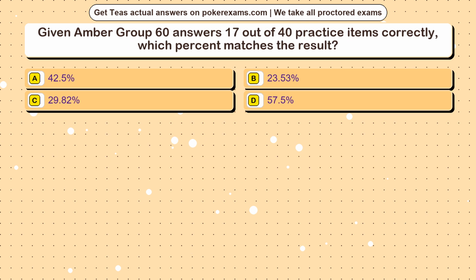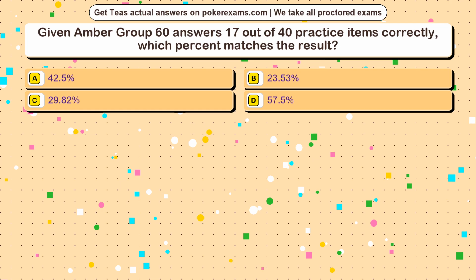Question 7. Given Amber Group 60 answers 17 out of 40 practice items correctly, which percent matches the result? Option A, 42.5%. Option B, 23.53%. Option C, 29.82%. Option D, 57.5%.